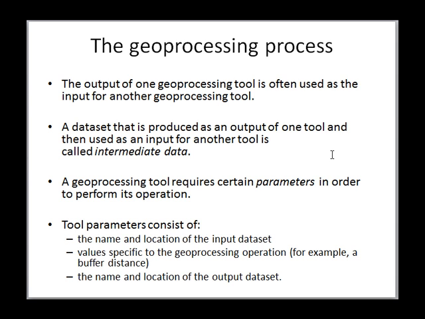So a geoprocessing tool requires certain parameters in order for it to perform its operation. Tool parameters can consist of the name and the location of the input data set. You've got to tell the tool what the input data set is. You have to specify values to the geoprocessing operation. For instance, with the buffer tool, you have to tell it the buffer distance. Some tools require more information than others. And you also have to tell it the name and the location of the output data set. That output data set gets created. You give it a name and you give it a location.